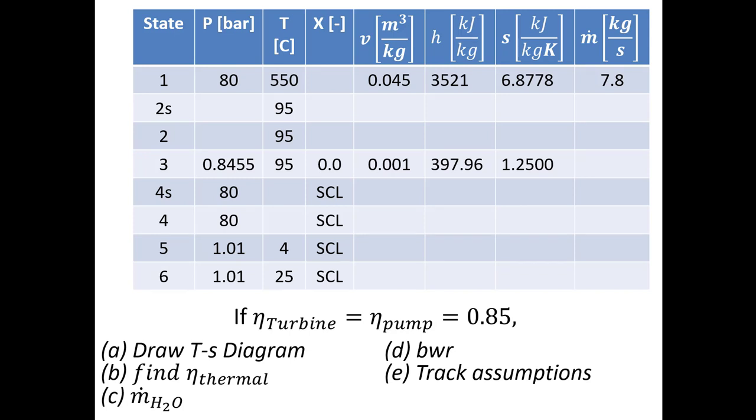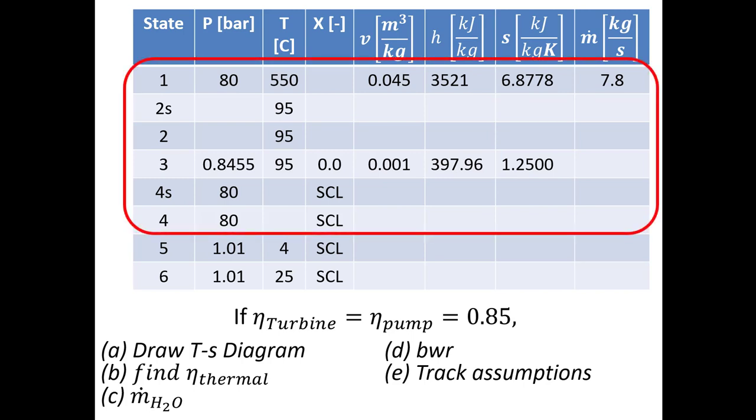So I always want to draw a state table. In this case, I have my states numbered, and then I have different properties that I feel like I will need on my table. The problem tells us that the turbine and pump efficiencies are 0.85, and we're asked to draw a TS diagram, find the thermal efficiency, find the mass flow rate of the cooling water, find the backwork ratio, and track any assumptions that we might make.